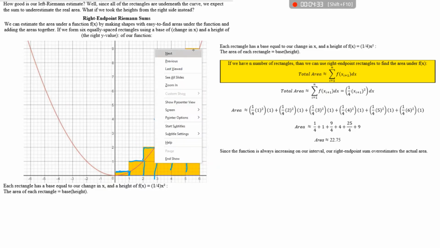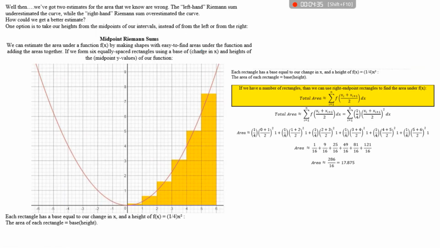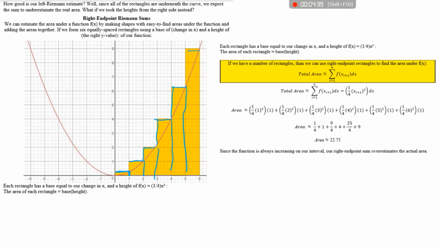Okay, let me do the same thing. Just get the areas of each of those rectangles using base times height. So my base again is 1 for each of these. If I'm going to split 6 rectangles out of my distance from 0 to 6, then each one should have a base of 1.